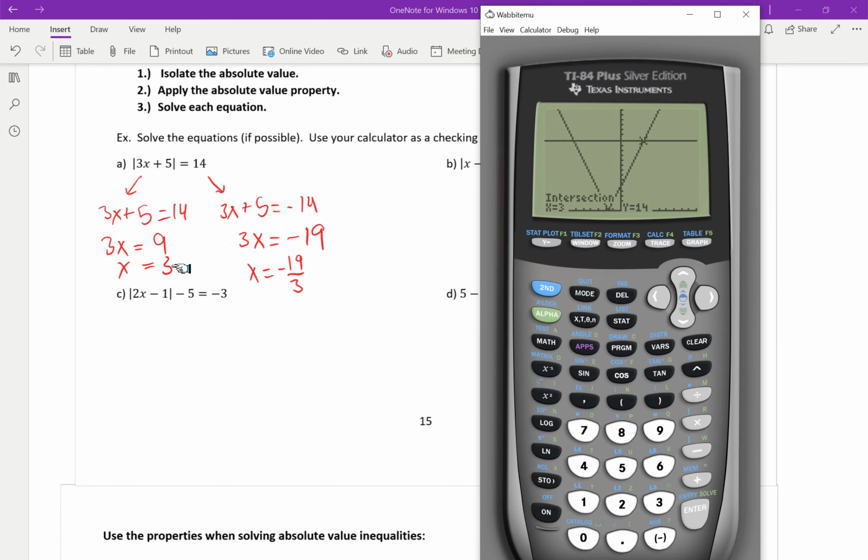If you like it, good, use it. If you don't, then I think sometimes by hand actually is a little bit easier. It's a little bit faster. Okay, so let's solve the other ones.